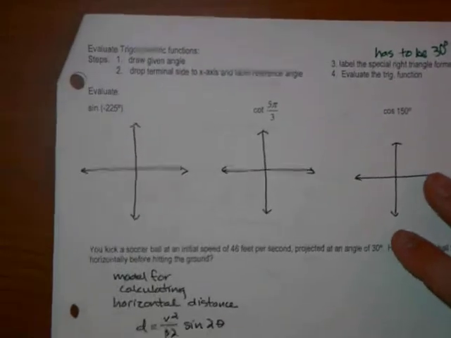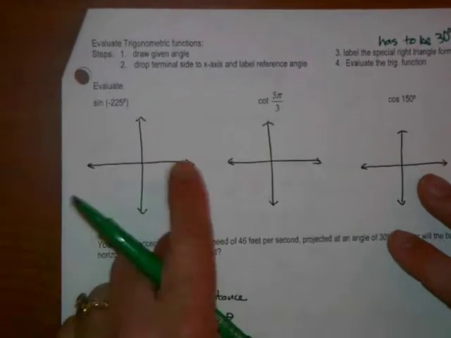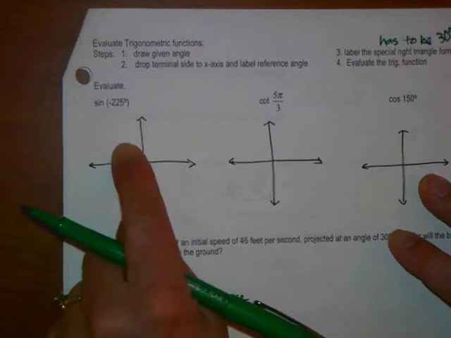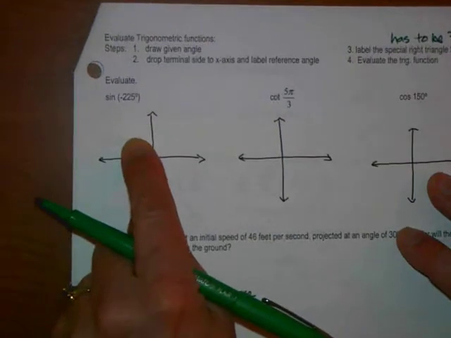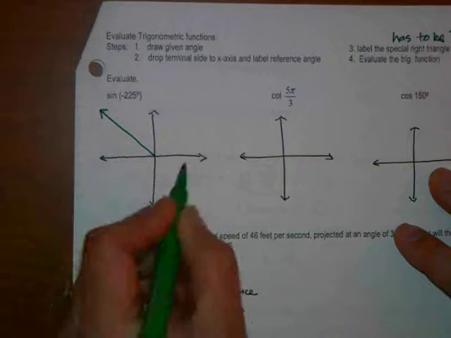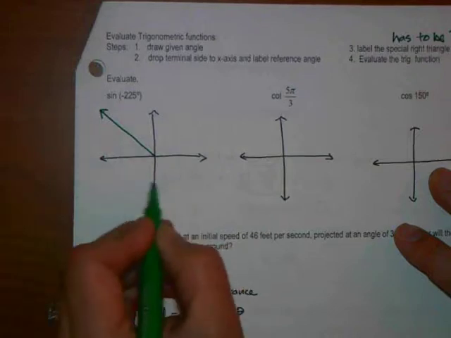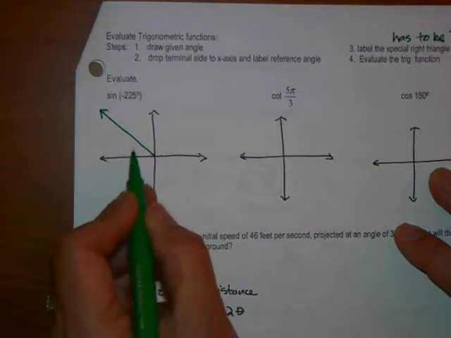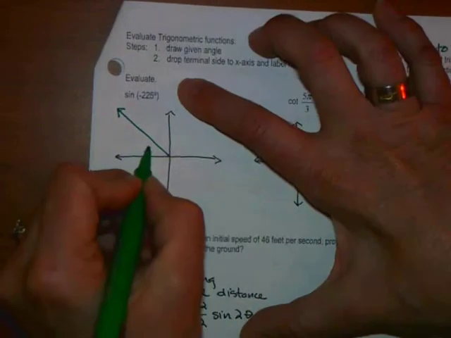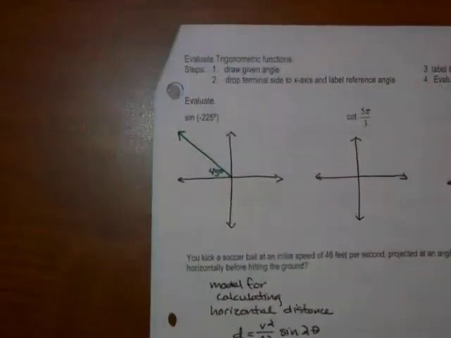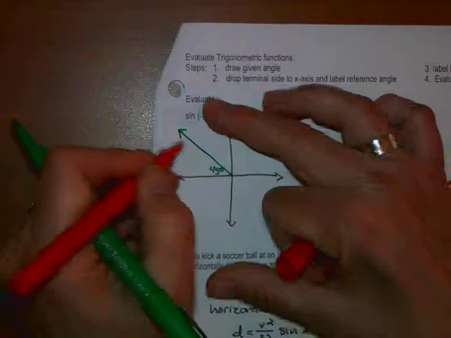Okay? So evaluate negative 225. Negative means it starts here and it goes this way, 180, and then up how much more, do you know? 45. So it's actually going to be right here. If I went all the way around, that's negative 225. And you just told me what this angle will be. What's it going to be? 45. Okay? So now I'm going to make this into a right triangle.